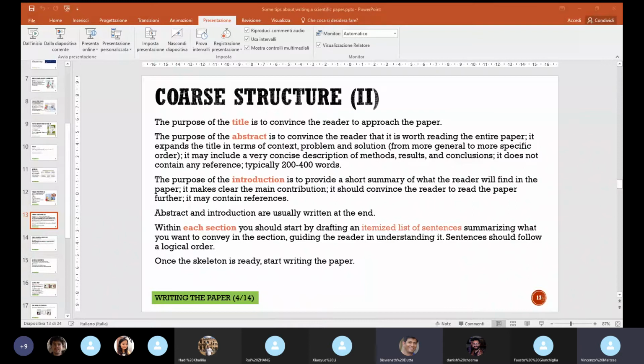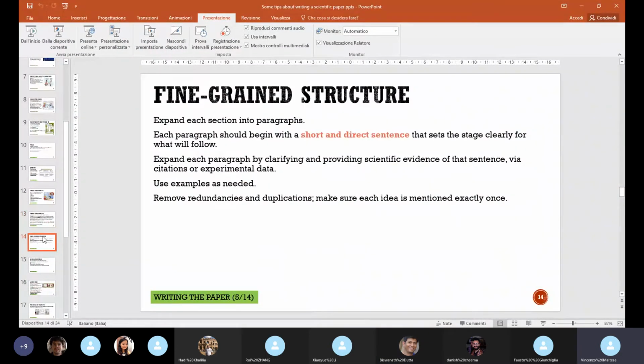Yes. Okay. So let's move to the fine-grained structure. Once you have your skeleton, once you have a clear idea of what you want to convey within each section, then you have to expand each section into paragraphs. So basically, each paragraph should be exactly the expansion of one of those initial sentences that you put in the section you designed.